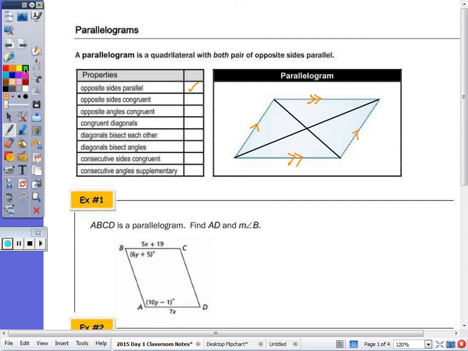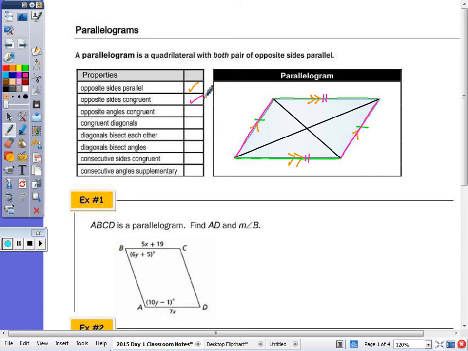Opposite sides congruent. So remember too, if two lines are parallel, so if I highlight these two, that must mean they're equidistant. They're the same distance apart. So if they weren't the same distance apart, you'd have a tilt in the line and then they wouldn't be parallel. So that means this side is congruent to that side because parallel lines are equidistant. And then if you take a look at the other set of parallel lines, because these opposite sides are parallel, they must be the same distance apart, meaning the other pair of opposite sides are congruent. So in a parallelogram, both pair of opposite sides are congruent and parallel.